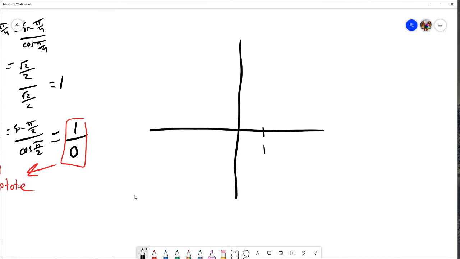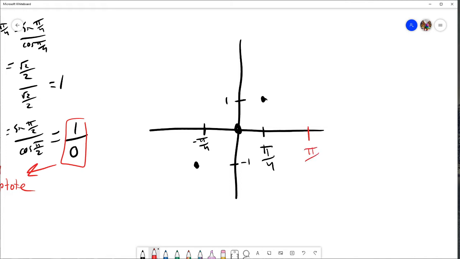So, we can note that at pi over 4, we have a value of 1. At 0, we are at 0. And at negative pi over 4, we are at negative 1 down here. Cool.